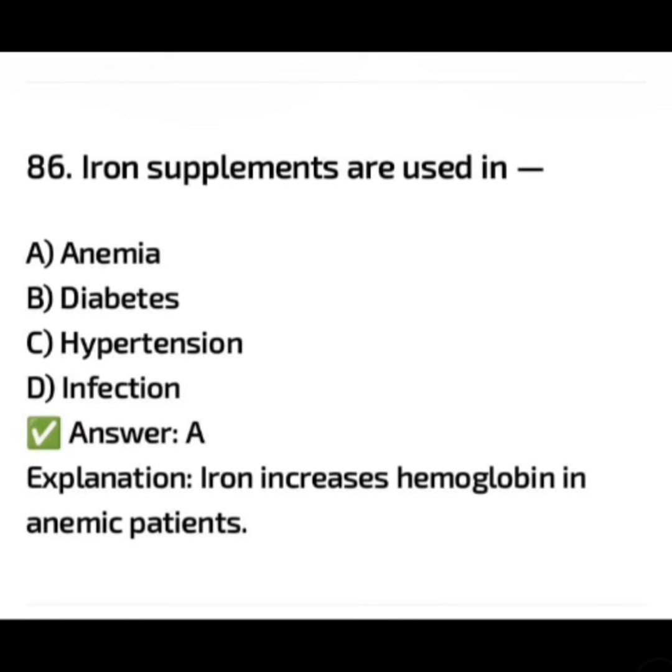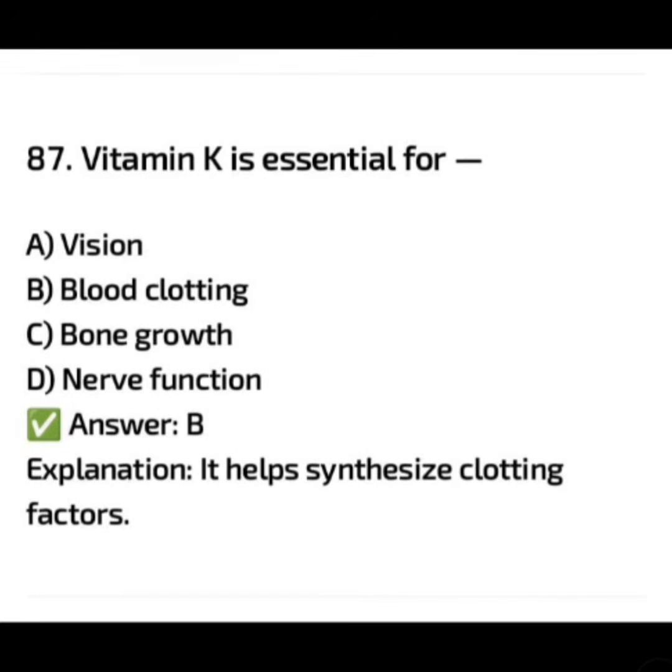Iron supplements are used in anemia, diabetes, hypertension, infection. The correct answer is option A, anemia. Iron increases hemoglobin in anemic patient. Vitamin K is essential for vision, blood clotting, bone growth, nerve function. The correct answer is option B, blood clotting. It helps synthesize clotting factors.